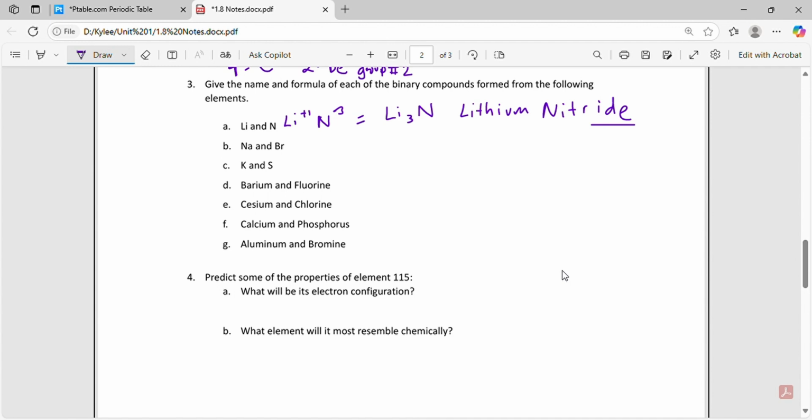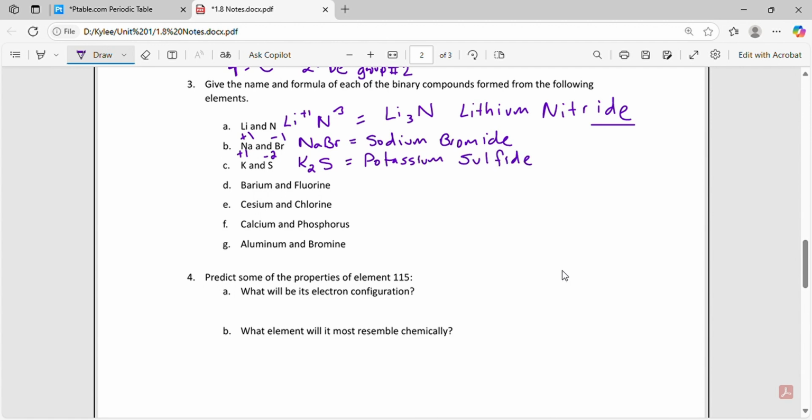For sodium and bromine, their charges are +1 and -1. So I actually don't have to do any charge balancing for those because they already cancel each other. And this would be called sodium bromide. For K and S, K is +1 and S is -2. So in order to get this to cancel, I would need 2 potassiums. If I had 2 potassiums, that would give me a +2 to cancel out the -2 of sulfur. And again, this would just be called potassium, and then sulfur becomes sulfide.